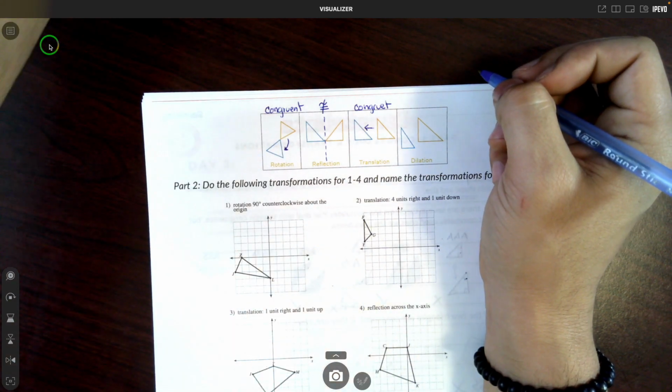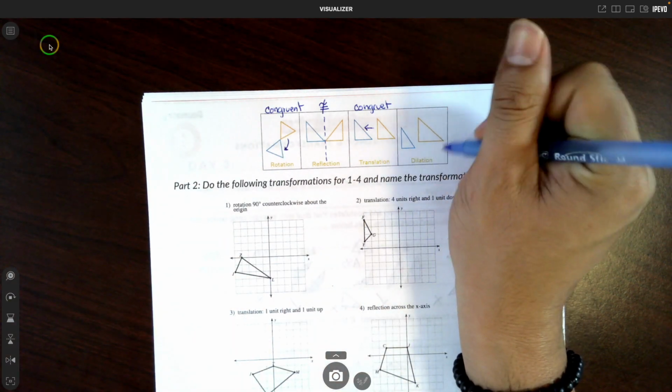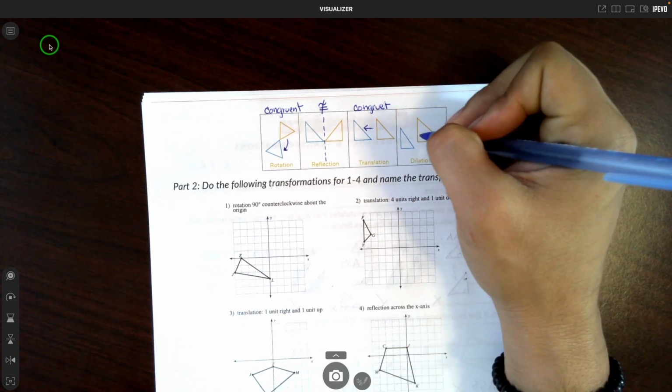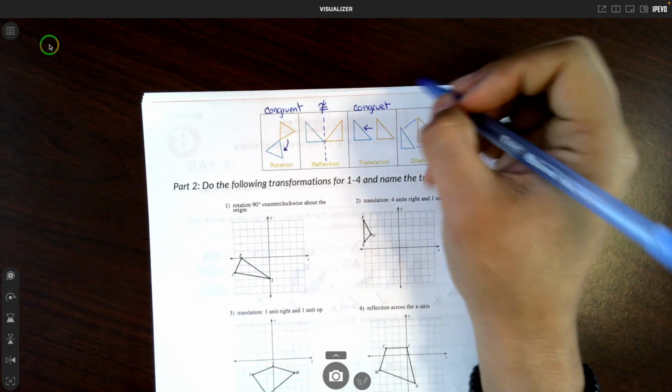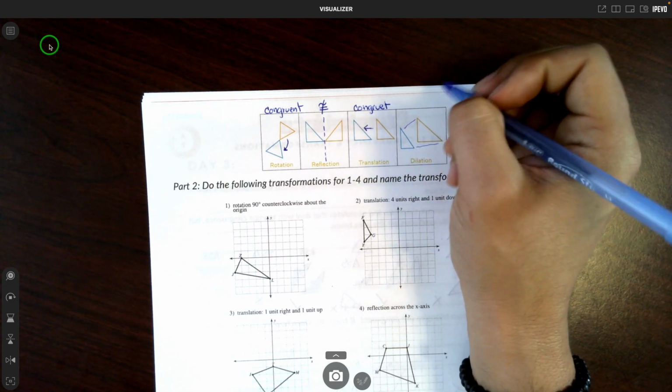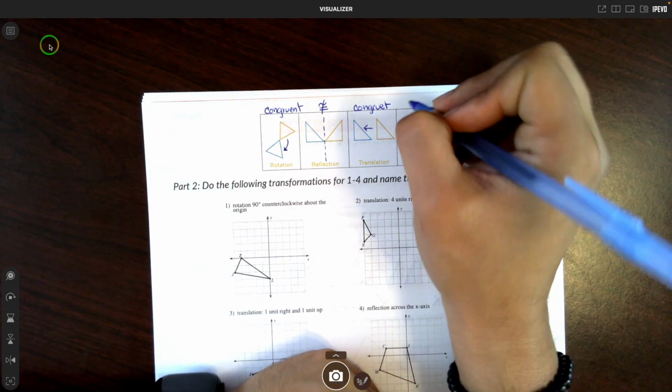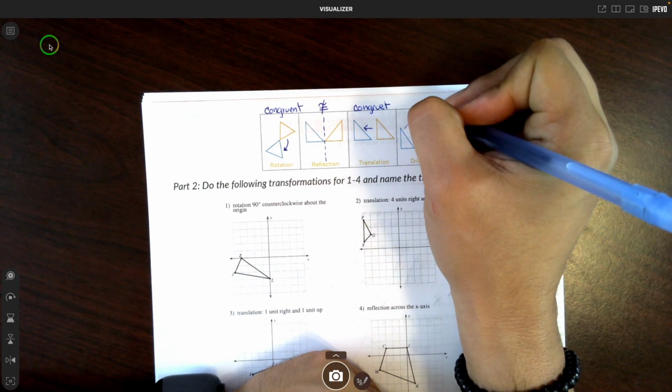And the last one, dilation. Notice in this case, the shape got smaller. It shrunk. Obviously, that makes it not the same shape anymore, or the same size. So this is not congruent.